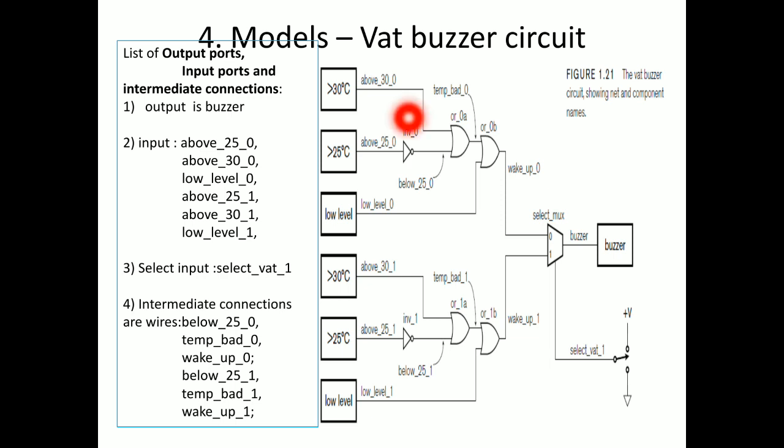Inverter 0, inverter 1: there are two inverters. VAT 0 circuit, so inverter 0; VAT 1 circuit, so inverter 1. OR gates are named likewise. Okay, the naming of these gates has been cleared. We will continue writing the Verilog code.